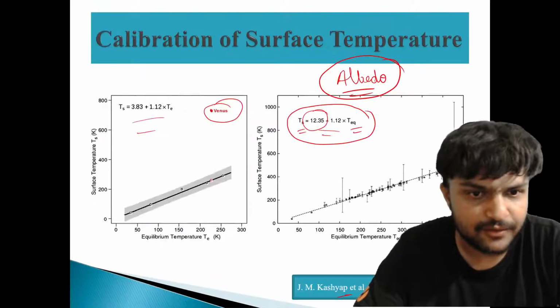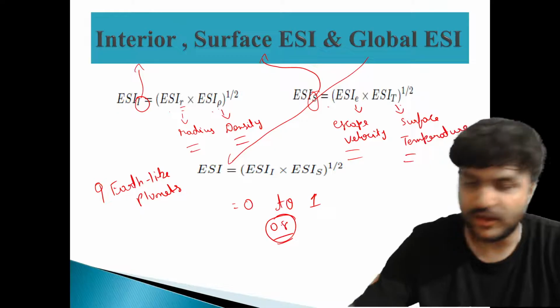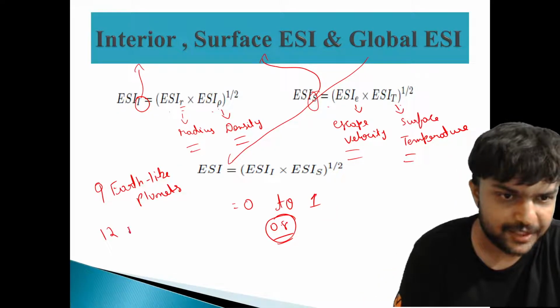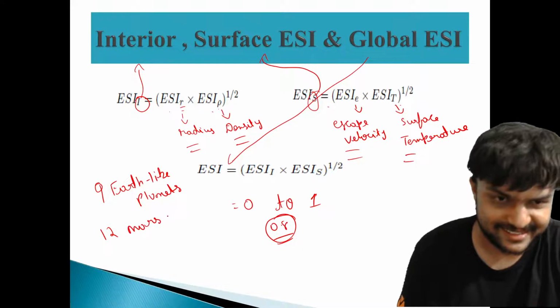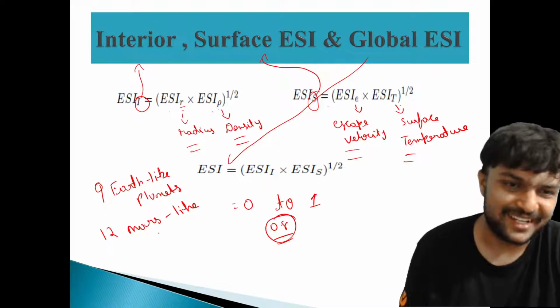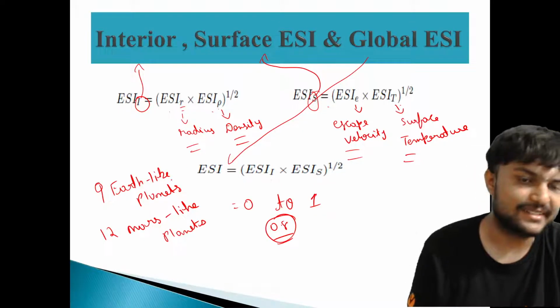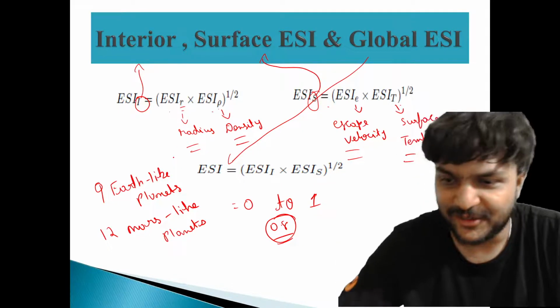Okay, so that's how we found Earth-like planets. In our work, we found 9 Earth-like planets and 12. We also found the Mars Similarity Index, but time has run out, so I won't be talking about twin Marses. We found 12 Mars-like planets in our work. So that is a story for some other time.